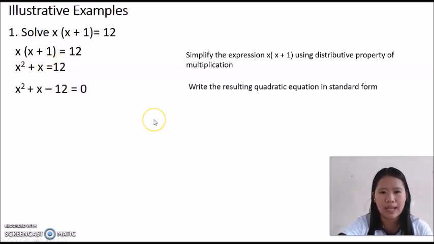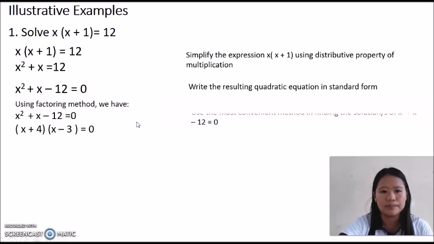Next one is to write the resulting quadratic equation in standard form. So, ito transpose lang natin si positive 12 to the other side. So, we have now x raised to 2 plus x minus 12 equals 0. So, quadratic equation na siya na naka-standard form. So, next thing to do is use the most convenient method in finding the solution or solutions of our equation.